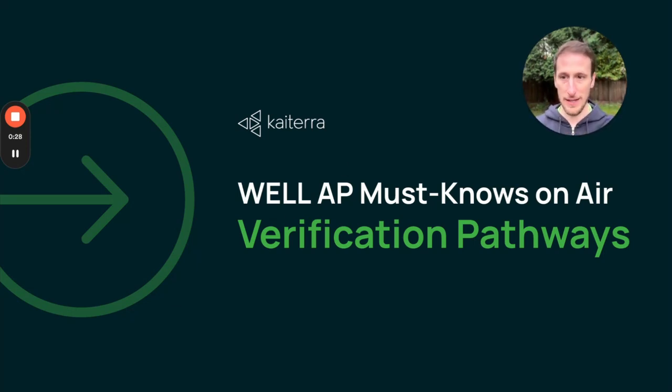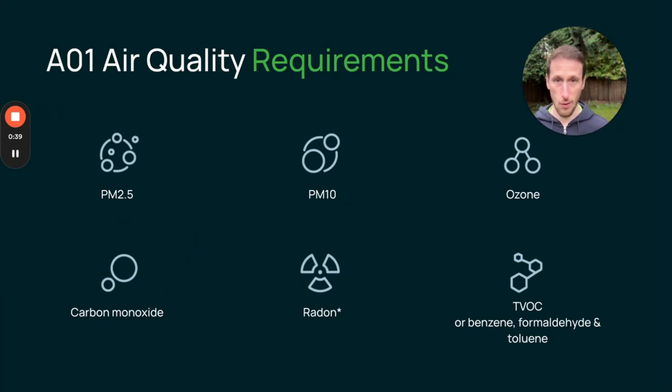Now, if you've been around WELL for some time, you probably know that all WELL projects are required, so it's a precondition, to test air quality annually. So that is feature A01, and there are different parts. There is more testing that must be done at the initial certification, and there is also annual testing that must be done to satisfy part 5 of A01.